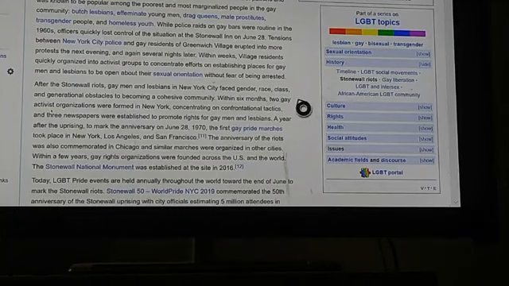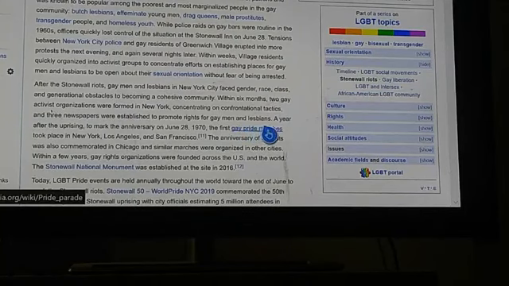So within 6 months, 2 gay activist organizations were formed in New York, concentrating on confrontational tactics, and 3 newspapers were established to promote rights for gay men and lesbians. A year after the uprising, to mark the anniversary of June 28, 1970, the first gay pride marches took place in New York, Los Angeles, and San Francisco. You see how they made this a worldwide thing? And guess what happened with the BLM, Black Lives Matter? New York, Los Angeles, San Francisco. And then it leaked out to, look, Chicago.